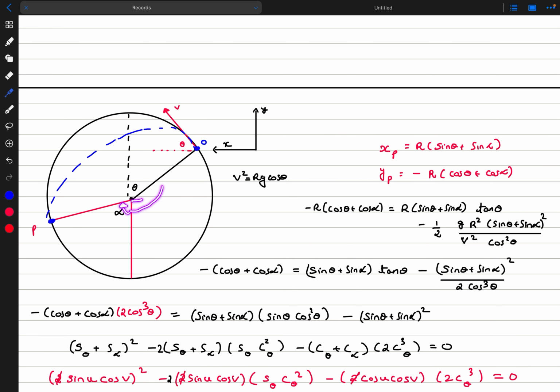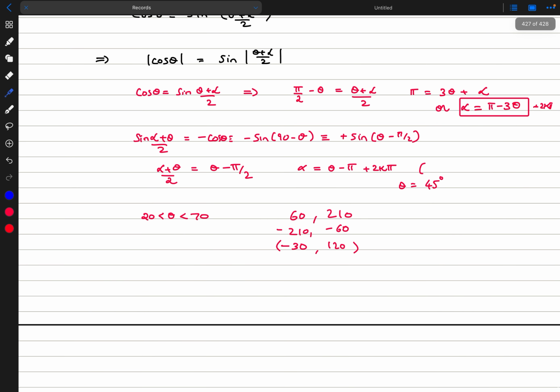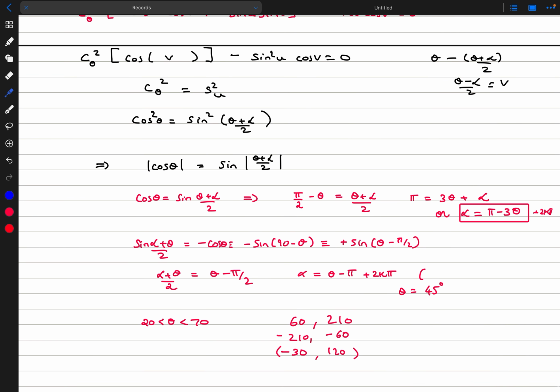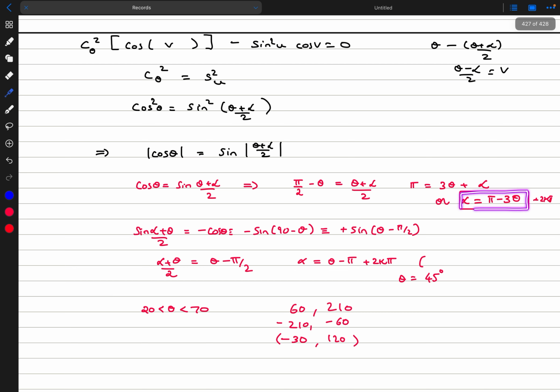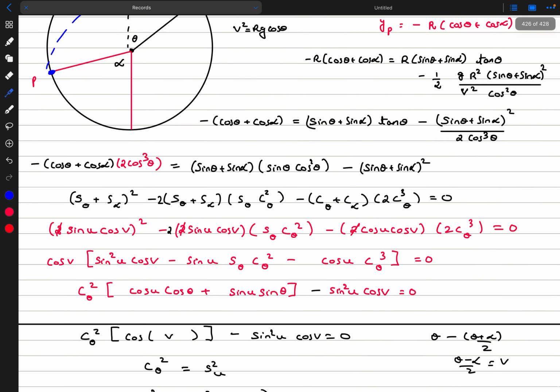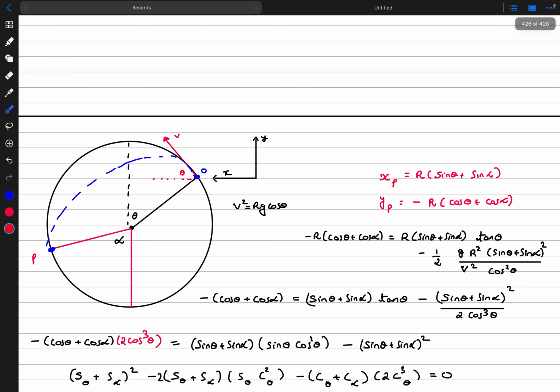Negative 135 would be somewhere over here. Of course a particle cannot come and hit this particular point. That is physically impossible. Any solution where alpha is negative 90 or below, which represents this region, is going to be physically impossible. You can check it out for different values. So that solution is physically meaningless. The only meaningful solution for us is alpha equals pi minus 3 theta. That's the relation that alpha and theta follow.